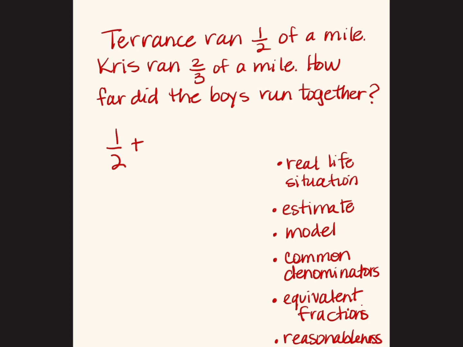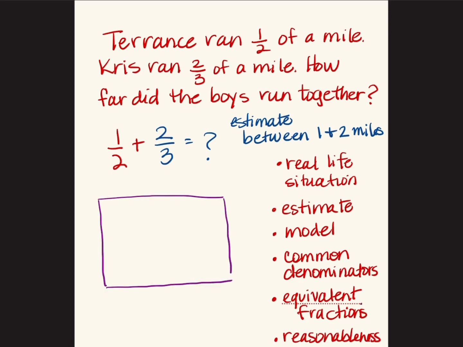Well, this is a good time to begin the estimation of where they start with the half. And they know that 2/3 is more than a half. It's a little more than a half. And so they can estimate first that the total distance run will be between 1 and 2 miles. But more specifically, it's going to be a little bit more than 1 mile. That's one way that you can help them, by starting with the half and then adding on to that.